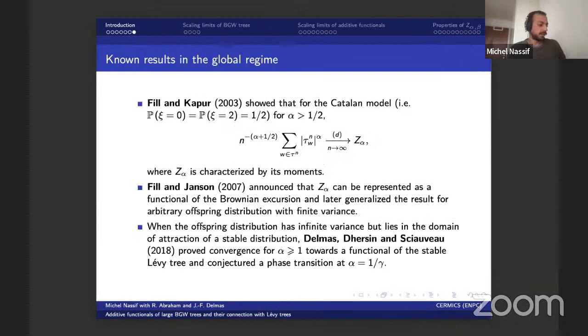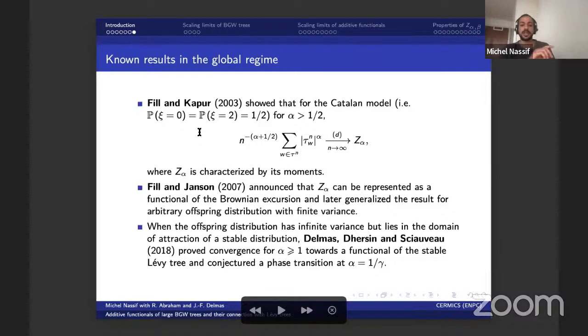And let me mention a couple of results from the literature on this subject. So Fill and Kapur first studied this kind of problem. They looked at toll functions depending only on the size, so it's just a power of the size. And they showed that for the Catalan model, which is a specific offspring distribution, the binary one, you have either zero children or two children with probability 1/2 each. So this is a specific kind of Galton-Watson tree. Size is the number of vertices of the tree. Yes.